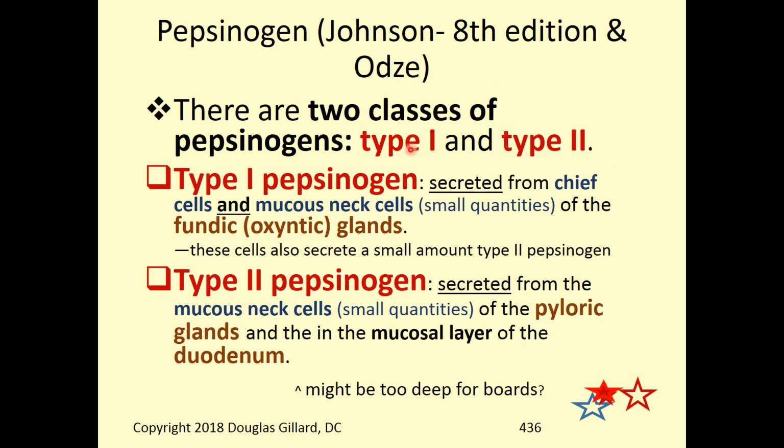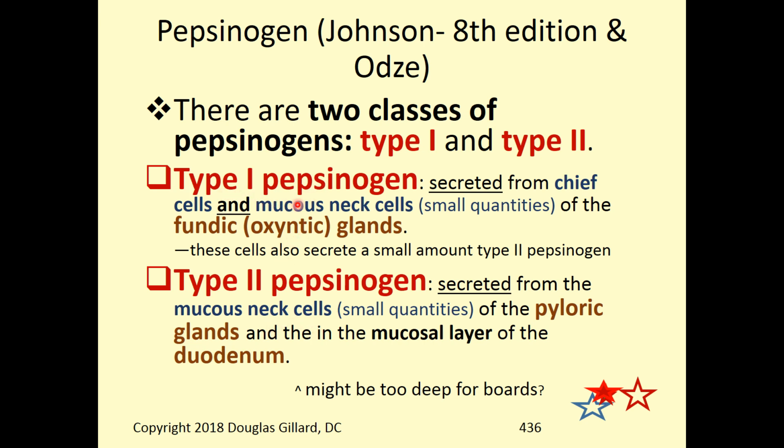There are two classes of pepsinogens. There's type 1 and type 2. Type 1 pepsinogen: if you see a board question that says pepsinogen, assume they're talking about type 1. It's secreted from chief cells and mucous neck cells of the fundic glands, and we know that. Type 2 we don't know much about. This is secreted actually by mucous neck cells. And maybe we didn't know this either.